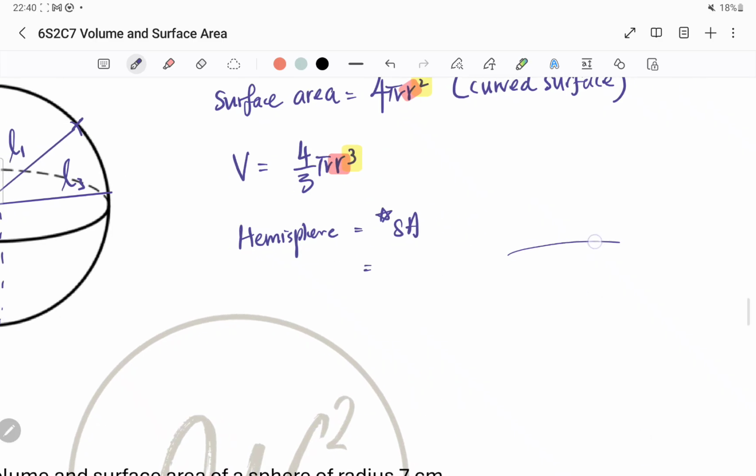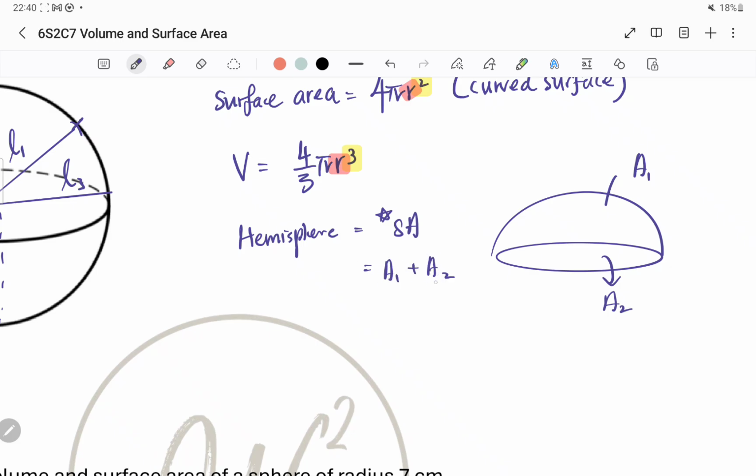Okay, imagine a hemisphere is something like that, correct or not? And then you draw it out, it will be something like that. You are supposed to find out what is the curve area. Okay, this is your area. And the next one will be the circular base. So your first surface area would be the curve area. So this one you do 1 over 2 times 4 pi r square. Then plus 1 over 2? You don't have to do that.